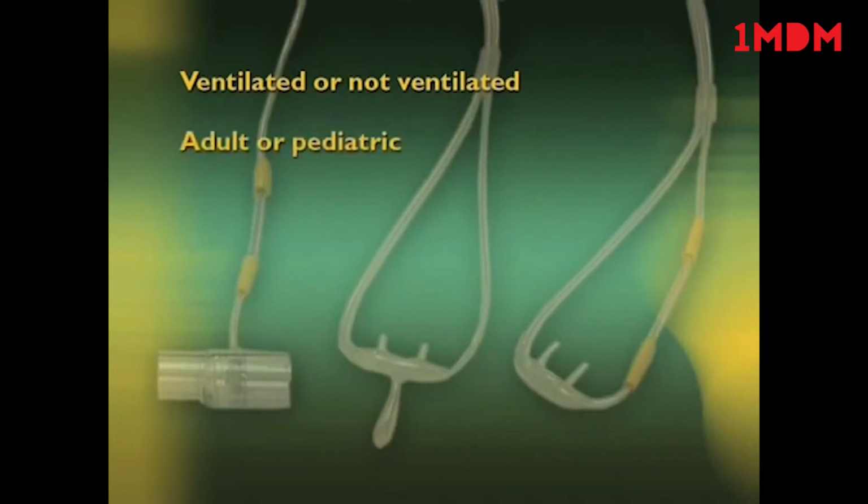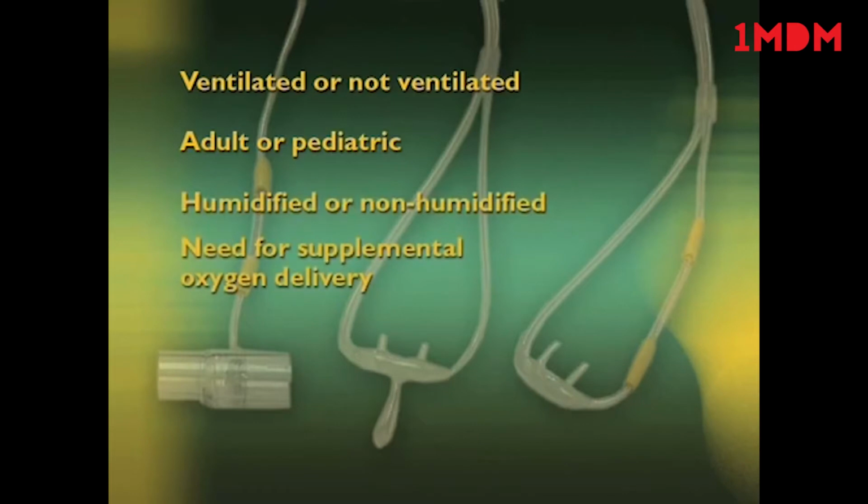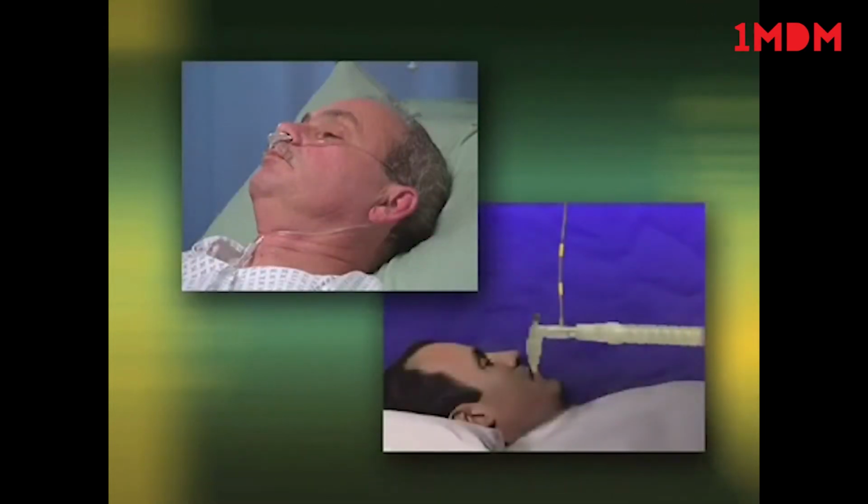Patient type: adult or pediatric. Ventilation type: humidified or non-humidified. The need for supplemental oxygen delivery. And the likelihood that the patient will switch between oral and nasal breathing. There are 2 filter line options in microstream monitoring: non-intubated nasal cannula and a filter line with an airway adapter.